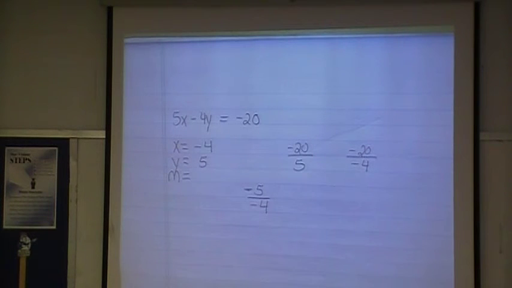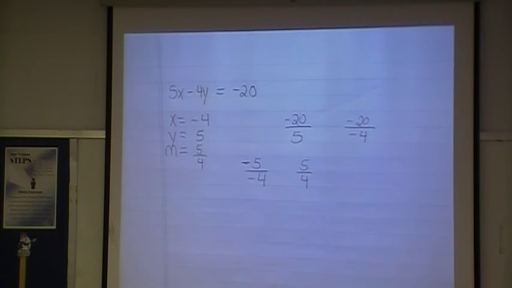Remember that last little verse? Check it really quick. If you have a negative on the top and a negative on the bottom, your final answer is going to be a positive 5/4. So my x-intercept is negative 4. It's going to cross that x-axis at negative 4. My y-intercept is positive 5. And because my slope is positive, my line's going to the right. Okay? Let's do another one.